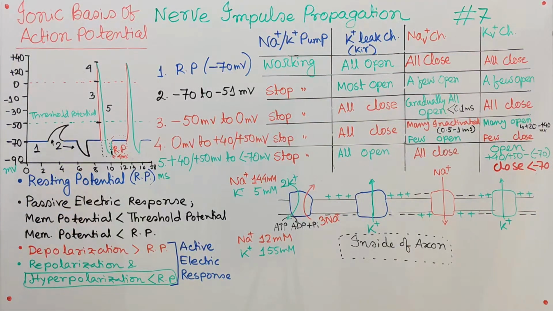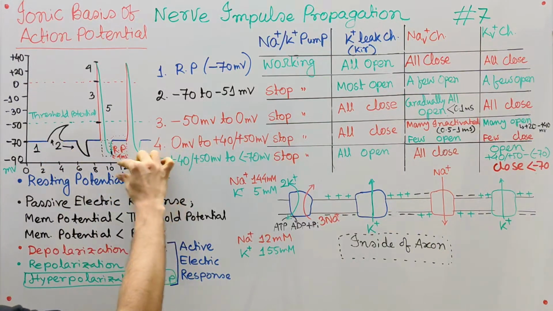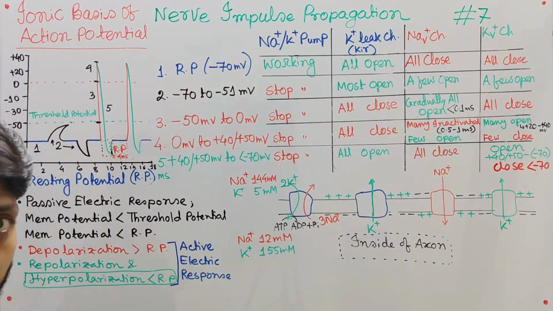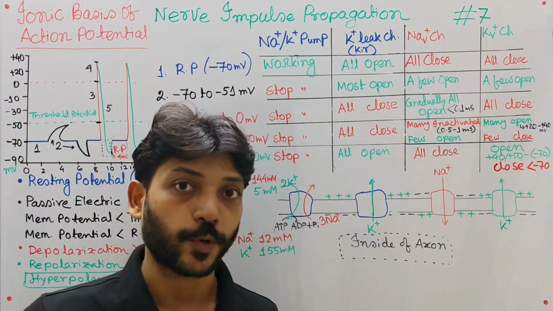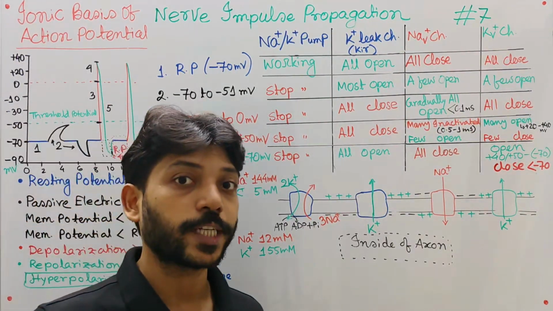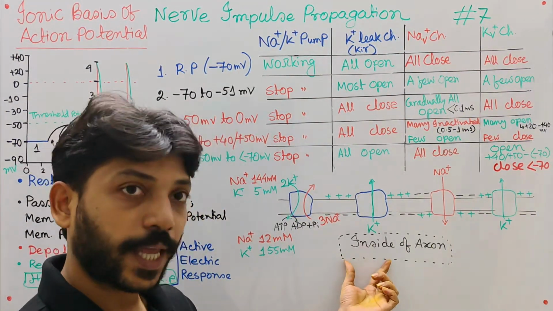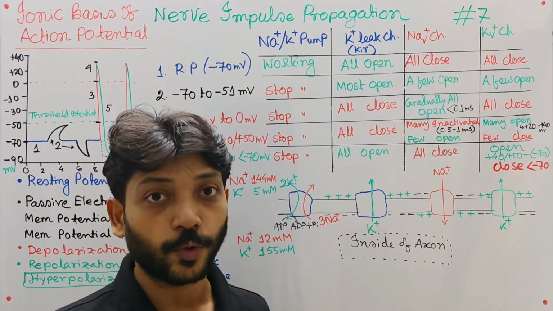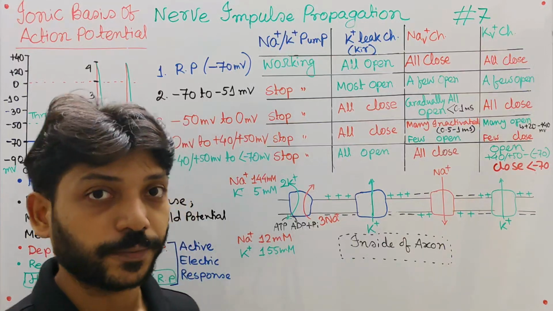Now let me explain the graph. The x-axis represents time in milliseconds and the y-axis represents membrane potential in millivolts. Now what is membrane potential? It is also called voltage gradient. Suppose this is the inside of a neuron, so the voltage difference inside and outside of a neuron is called voltage gradient or membrane potential.